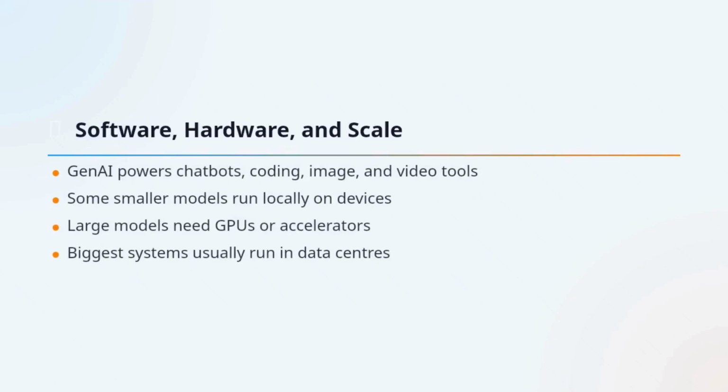Generative AI runs on a wide range of software and hardware setups. Smaller models can run locally on smartphones, embedded devices, and personal computers, which helps with privacy and intellectual property protection. Larger models often need GPUs or specialized accelerators to run at useful speeds, while the biggest systems are usually hosted in data centers and accessed through the cloud. This hardware difference strongly affects cost, speed, privacy, and accessibility.